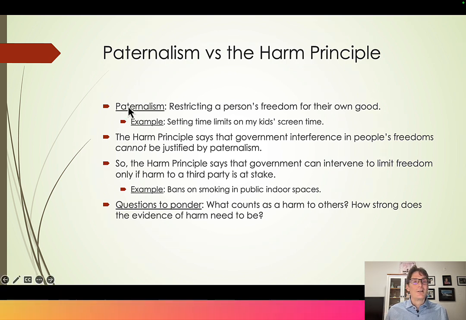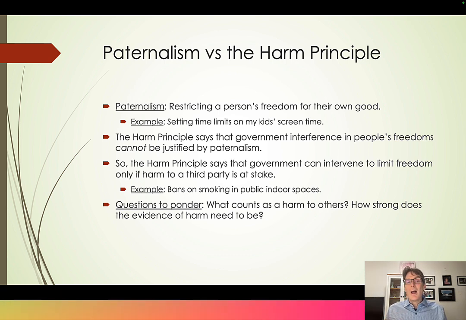And of course, as this example illustrates, paternalism is something that literal parents have to do quite a lot. But the harm principle is about paternalism not by parents, but paternalism on the part of the government towards citizens who are adults. And the idea is that the government should not be interfering in the lives of adult citizens in a similar manner in which parents can be justified in interfering with the freedom of their own children.